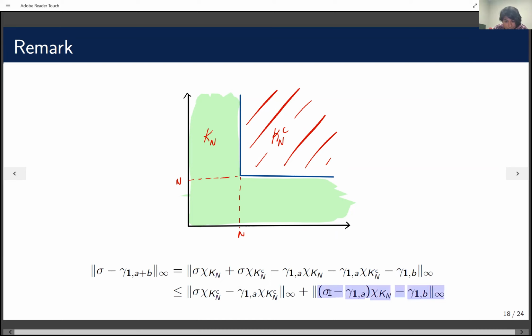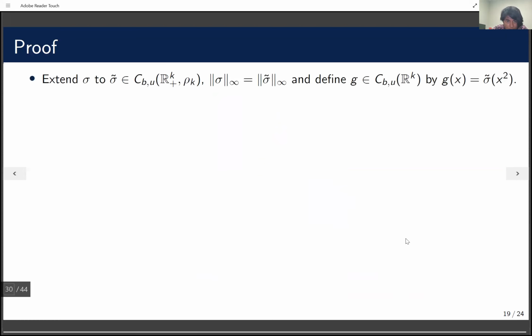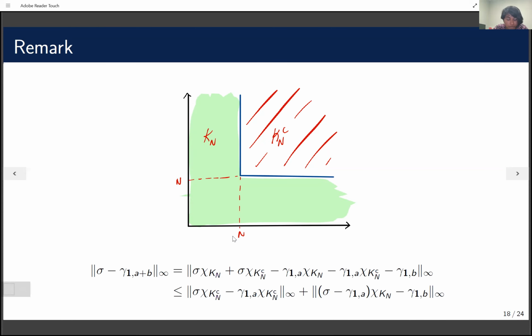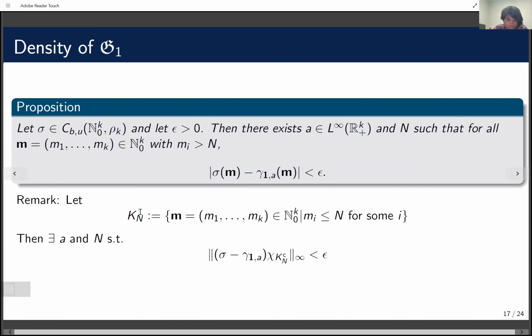So with that proposition, if we can get that when we restrict a function in CBU to Kn, if we can control that, approximate that as well, then we are done, because the previous proposition lets us control something like this. Okay. Now we are going to discuss the proof of this proposition.